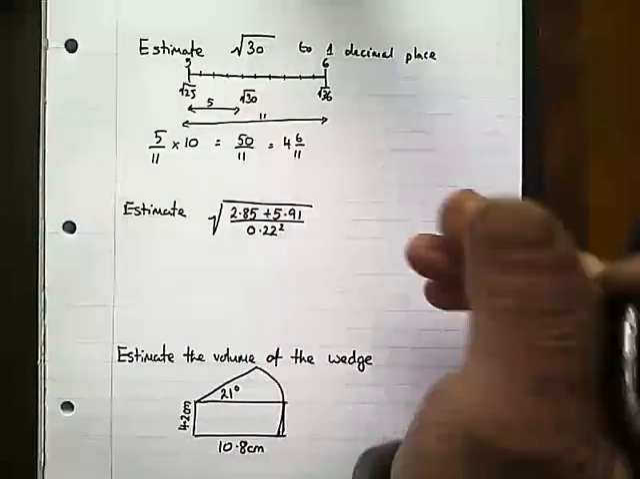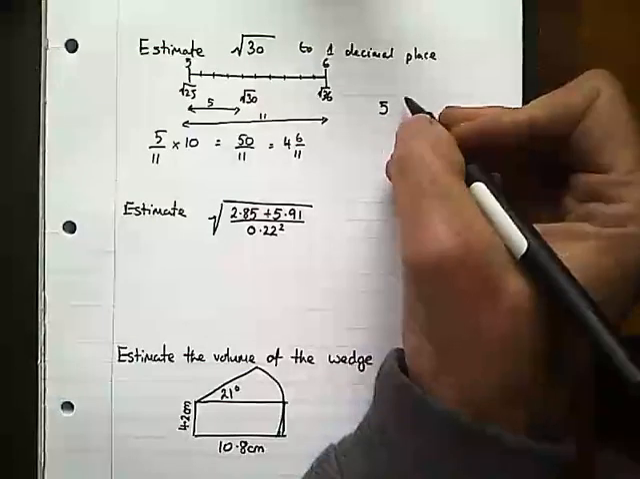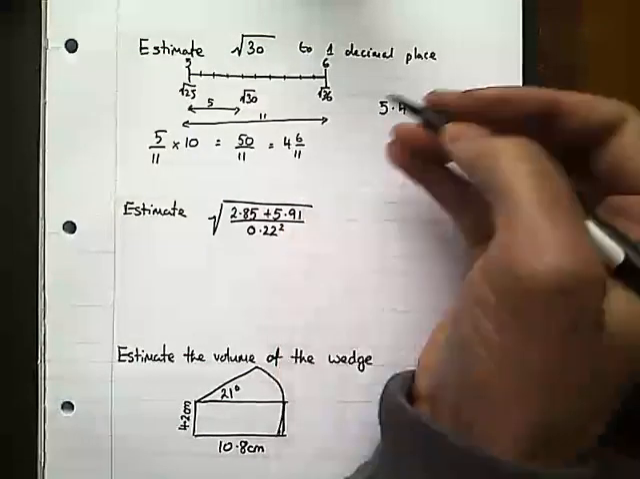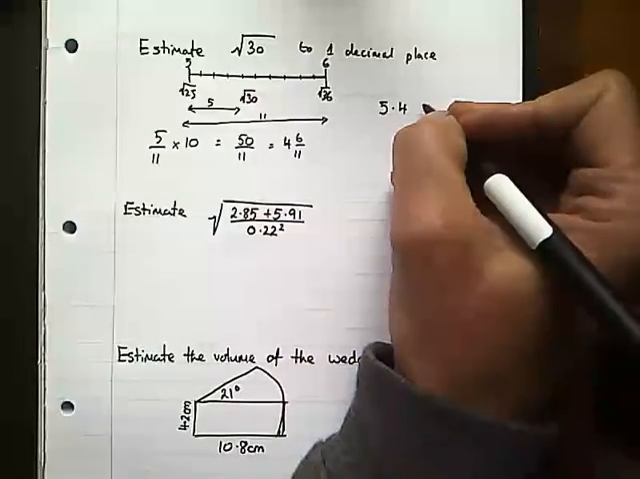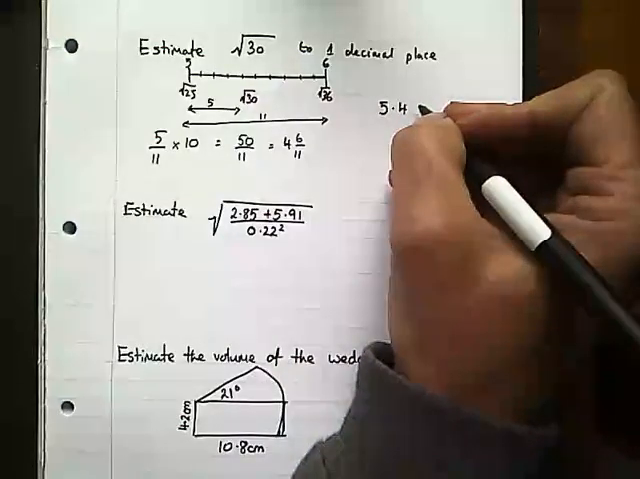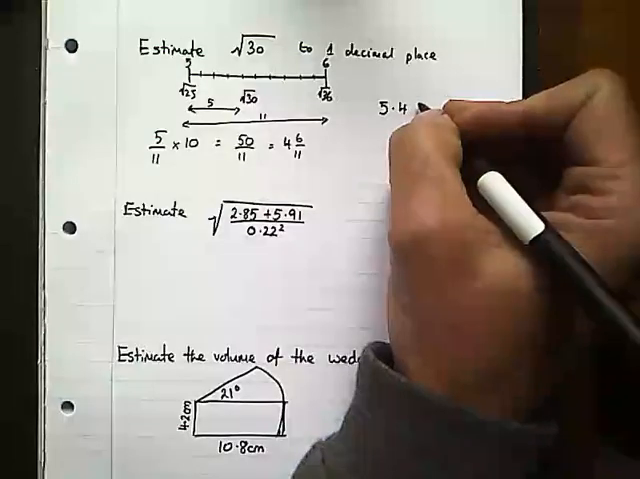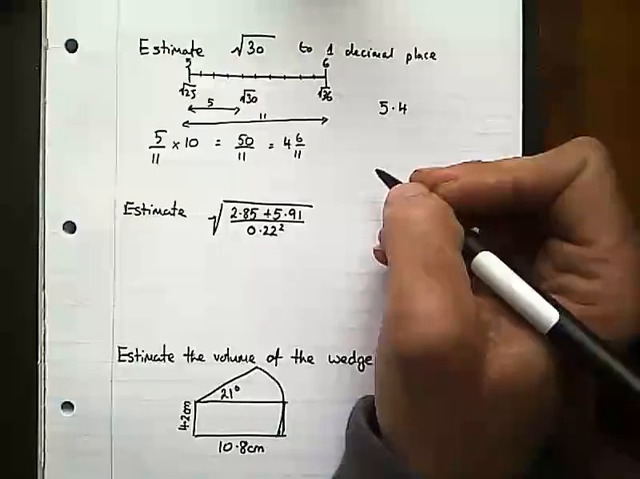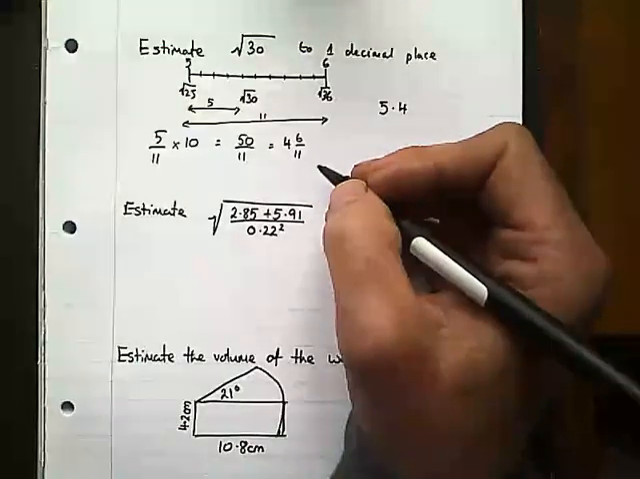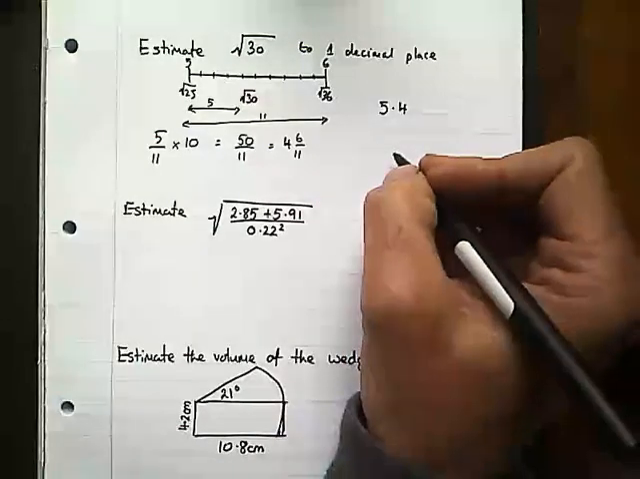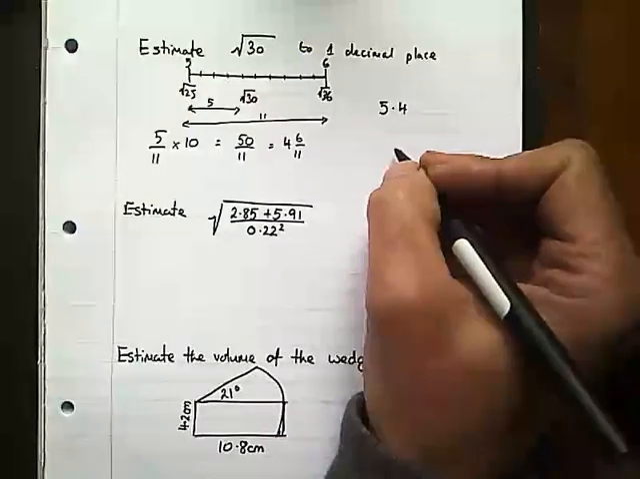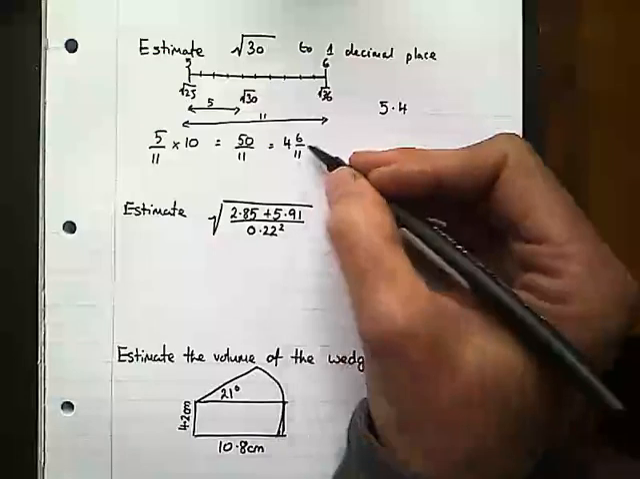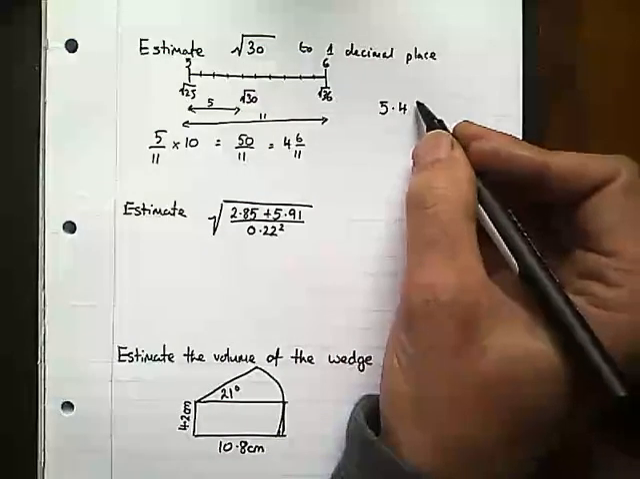So I've got my 5, I've got 5.4, and then I've got 6/11ths of a tenth, which is going to be greater than a 5. So whatever this number is, it's going to be greater than 5. We could probably try and estimate what 6/11ths is by just doing a division sign, doing your bus stop. But we don't need to do that. We just know that this bit is bigger than a 5. So this next number that's coming is going to be bigger than 5.